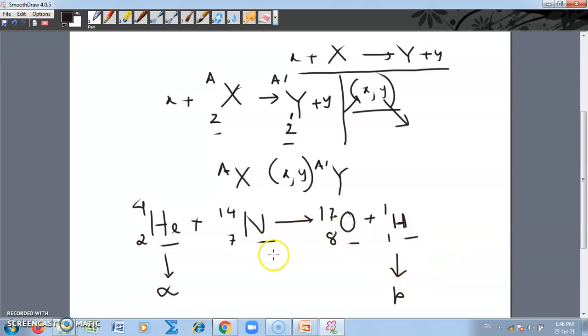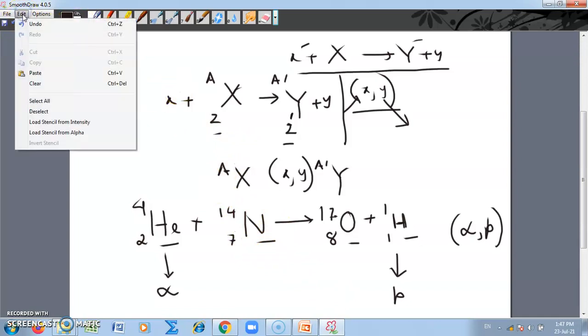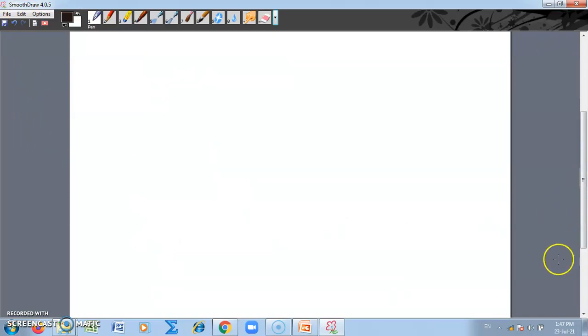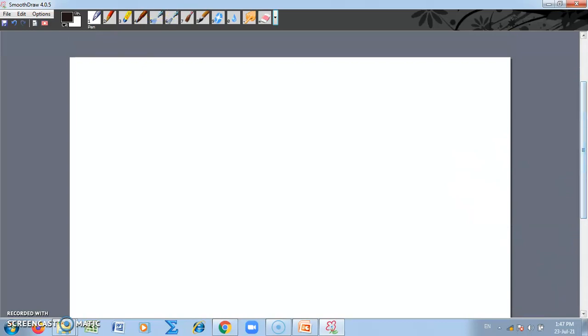So if I write an equation like this as X and Y, this kind of reaction will obviously be written as alpha, P, isn't it? So alpha and P. This is an alpha induced reaction, and here a proton is emitted as a result of this, as a product particle. So let me clean my board. I'll give you an idea about different types of alpha induced reactions.